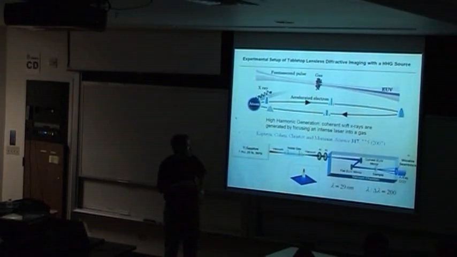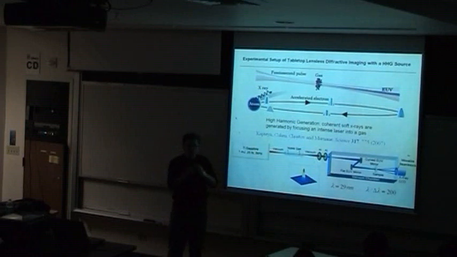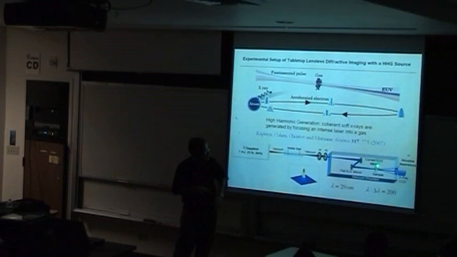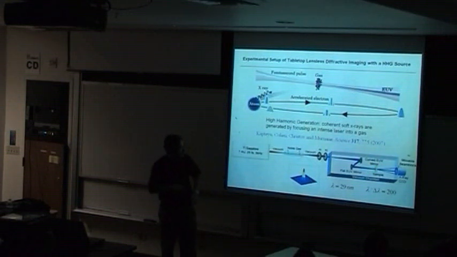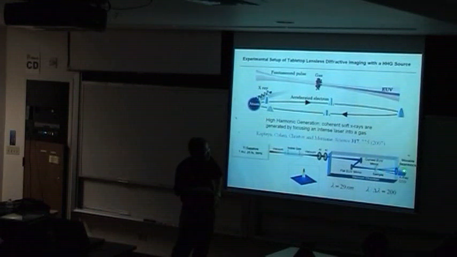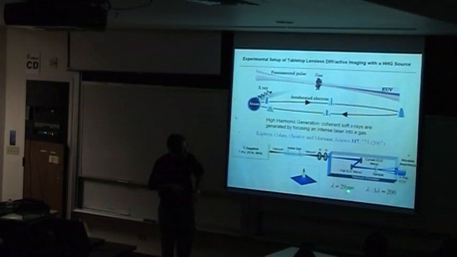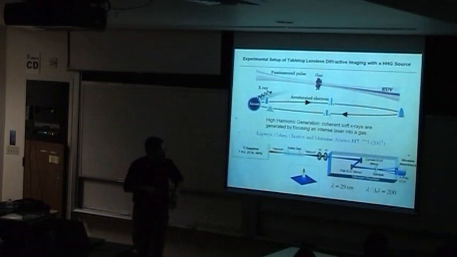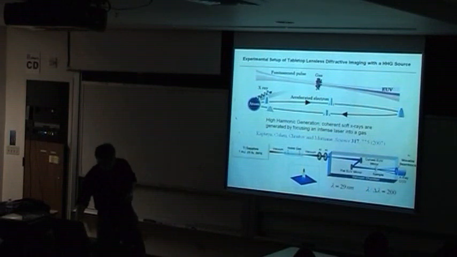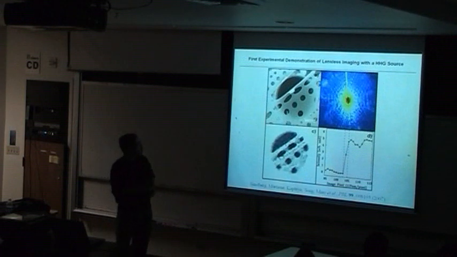It generates this high harmonic soft X-ray EUV source, and this aluminum filter removes the high orders. This mirror focuses to a small spot and also removes some other high orders. Then we put a sample here and record the diffraction pattern. The wavelength we use is 29 nanometers, and lambda over delta lambda is 200. Here is the first demonstration experiment.